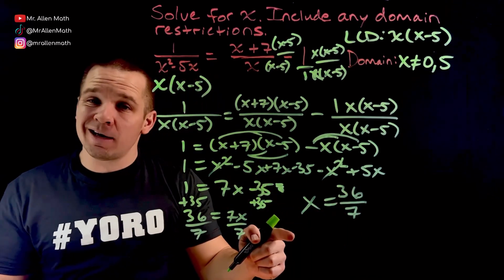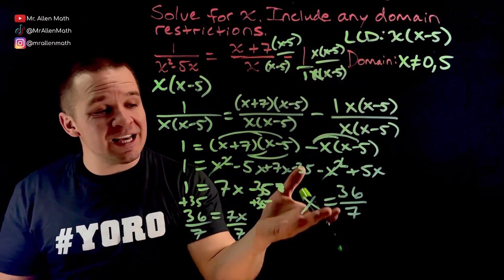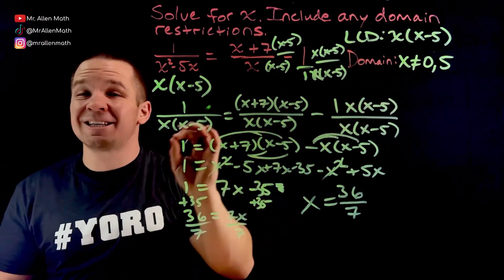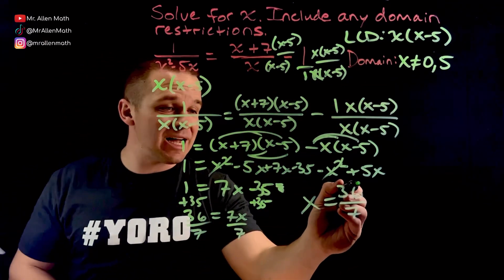Now, one thing we want to check is my domain restrictions. Is my solution one of my domain restrictions? Because then it's an extraneous solution. In this case, it's not. This guy is good to go.